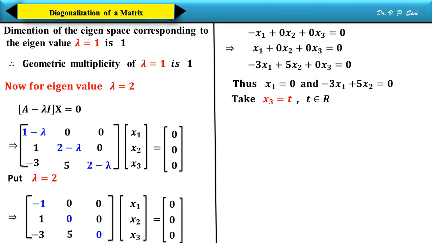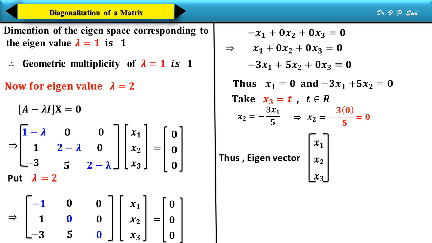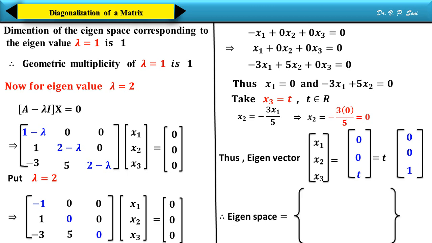Now from the second equation minus 3x1 plus 5x2 equal to 0, therefore we get x2 equal to minus 3x1 by 5. This implies x2 equal to minus 3 into 0 upon 5 equal to 0. Thus eigenvector x1, x2, x3 equal to 0, 0, t. Take t as a common factor, then we get t into vector 0, 0, 1. Therefore eigenspace is a set t into vector 0, 0, 1 where t belongs to R.